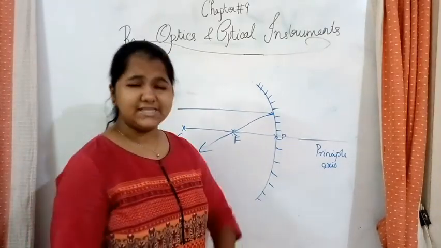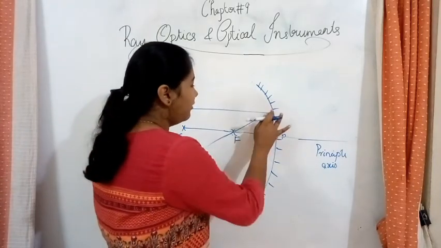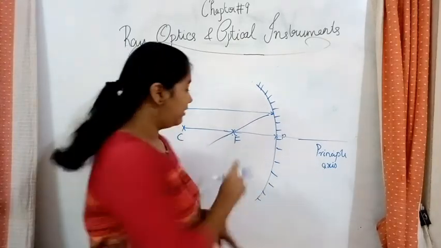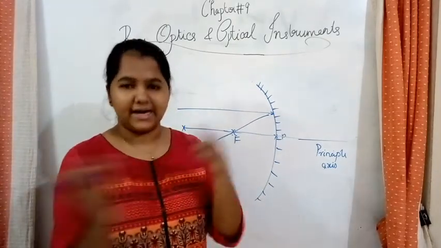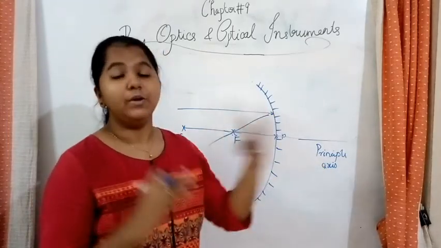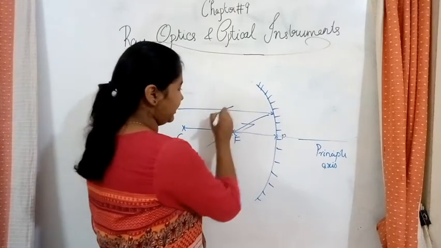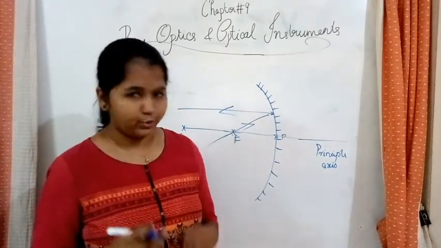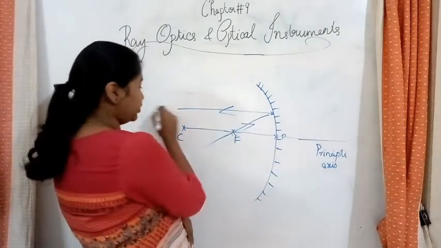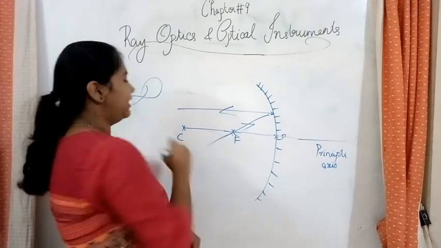The second rule is the exact opposite of this. If a light ray is falling on the mirror after passing through the focus, it will be reflected back parallel to the principal axis, towards the opposite side. See, if it comes like this, it will go like this. So these are the first 2 rules. I hope this is clear to you. So this is parallel, and the image formation of the object is coming from infinity.